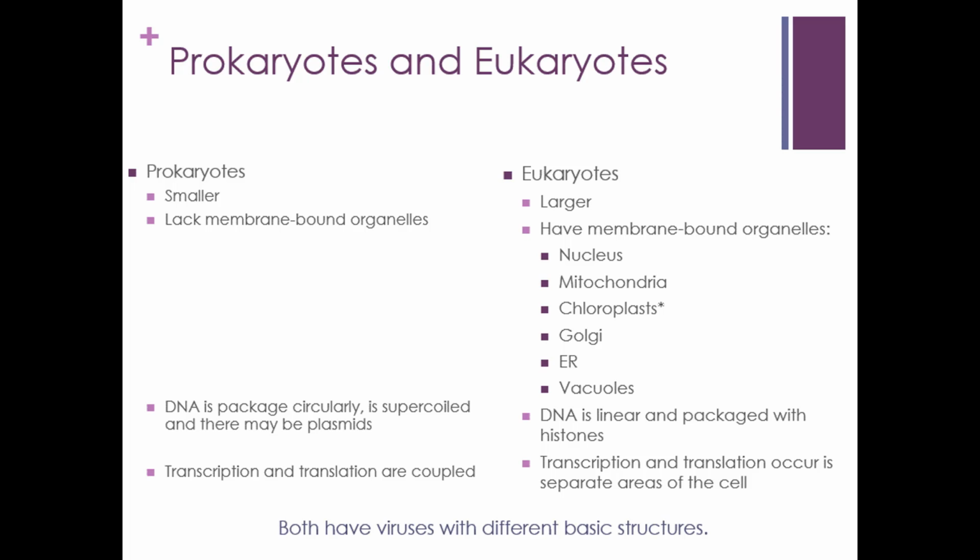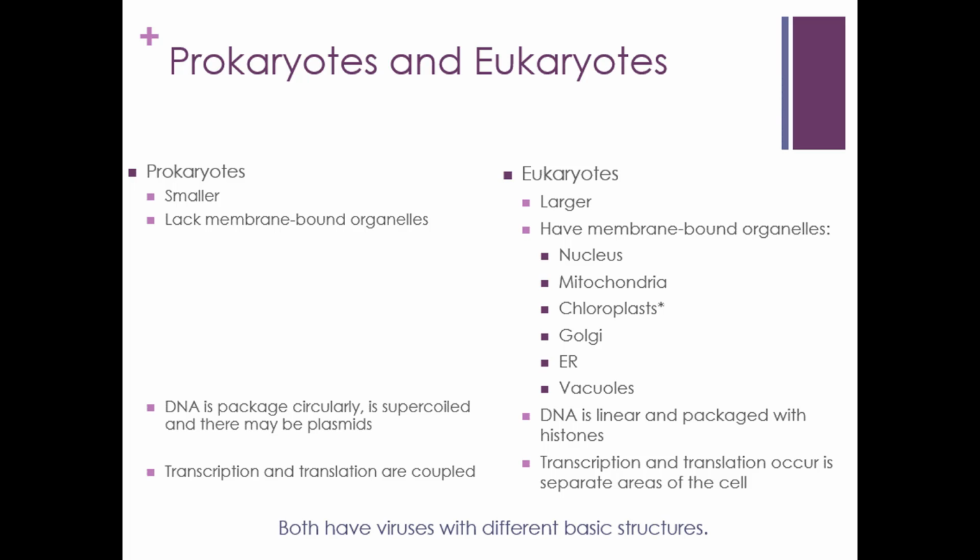comparisons. And of course, prokaryotes are smaller than eukaryotes, and the big one is that they don't have a true nucleus. Well, a true nucleus is a membrane-bound organelle, and there are actually lots of membrane-bound organelles that eukaryotes may have that prokaryotes do not, and that includes the nucleus, mitochondria, chloroplasts if they're photosynthetic, the Golgi, the ER, and vacuoles.